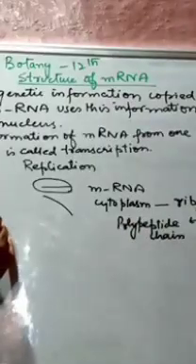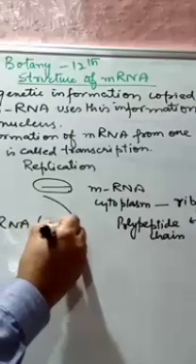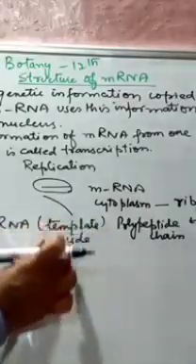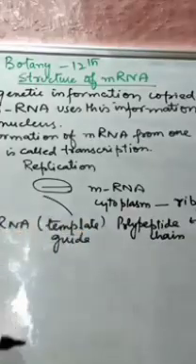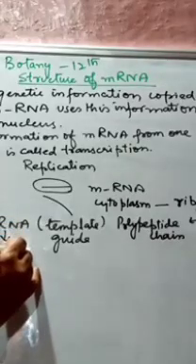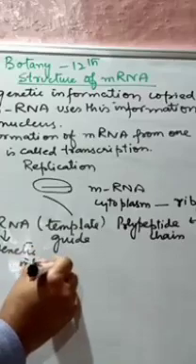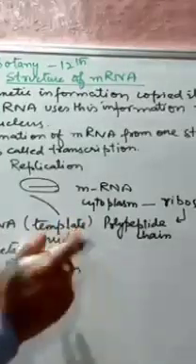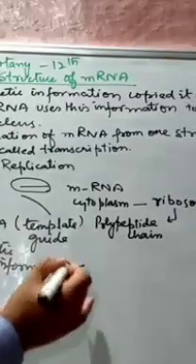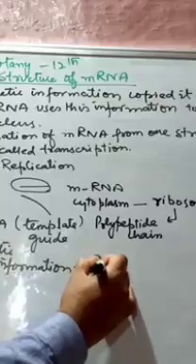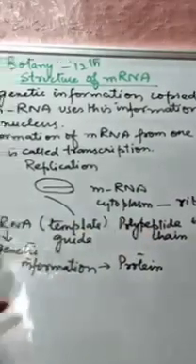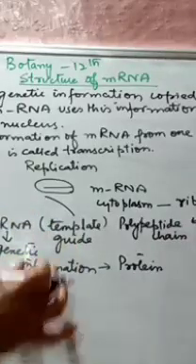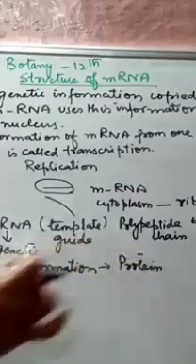So this mRNA simply acts as a template. In layman's language, it acts as a guide, as it has genetic information. This template, this guide, is used for the synthesis of protein. This mRNA contains the genetic information, and that template is used for the synthesis of the protein.